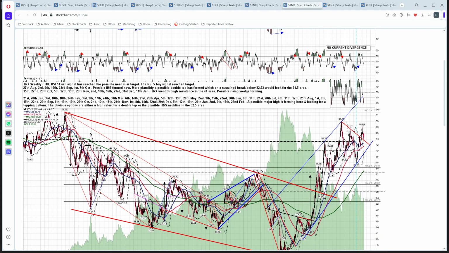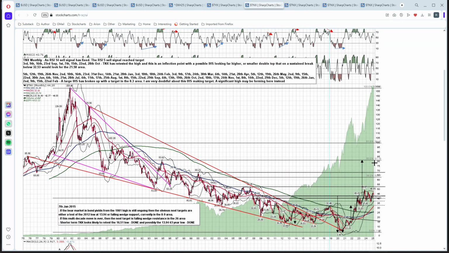I've marked in the potential inverted head and shoulders. It's just broken out. This hasn't failed. And this actually has a target in the 8 area. Now, could that make target? Well, I know that seems kind of high, but actually it seems kind of high before we see potentially a whole load of tariffs go on the US's major trading partners.